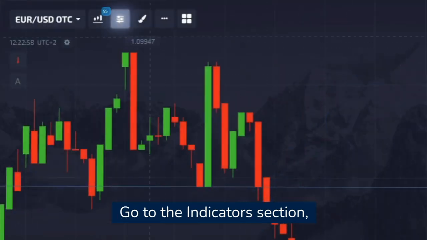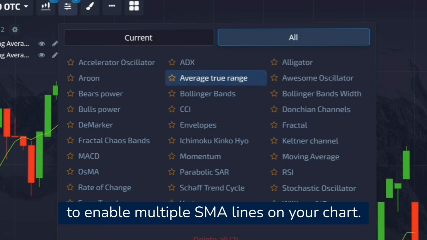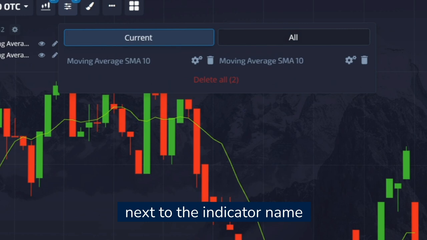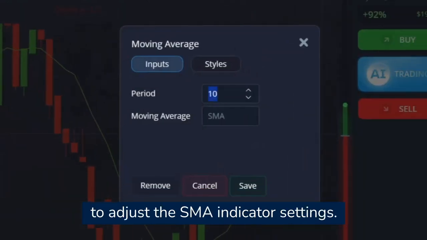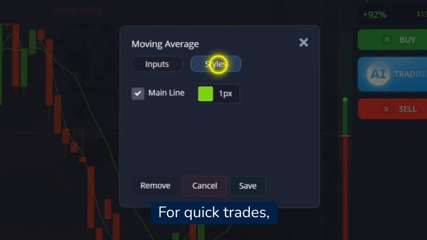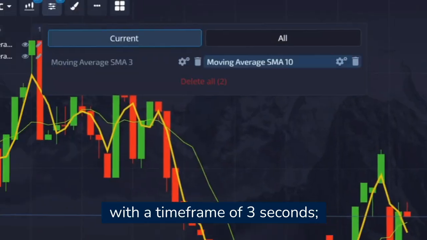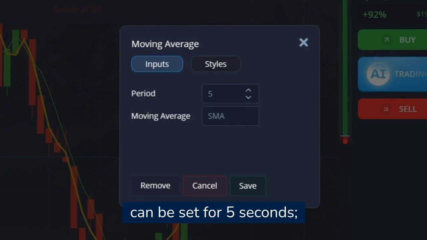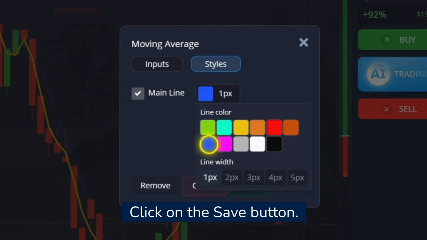Go to the Indicators section. Select the Moving Average indicator to enable multiple SMA lines on your chart. Click on the editing icon next to the indicator name in the top left corner of the screen to adjust the SMA indicator settings. Set the time frame in the window that appears. For quick trades, the first SMA line can be set with a time frame of 3 seconds. It'll be the fast line. The other SMA line can be set for 5 seconds. It'll be the slow line. Choose color and thickness. Click on the Save button.